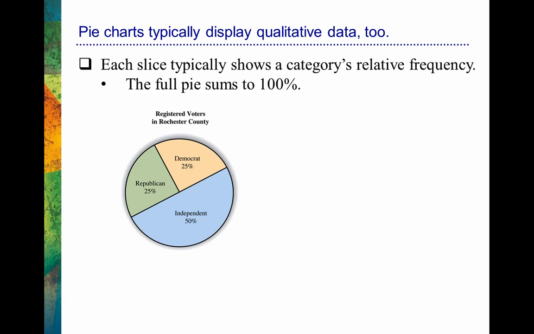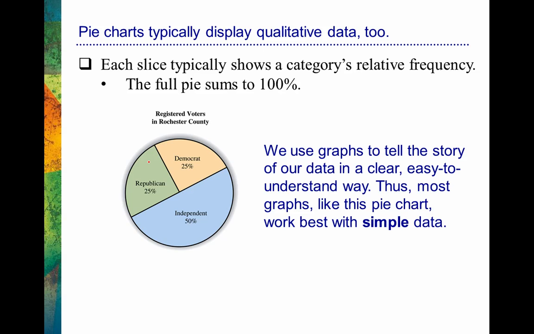So if 25% of the people are Democrats, we want to make sure that their slice is 25% of the whole pie. You're familiar with these, I'm sure. They're very easy to read, and that's why they're frequently used. And the full pie must sum to 100% for it to make sense. So one bottom line point that we're making here is that we use graphs to tell the story of our data. As a data analyst, we need to break the numbers down and simplify them so that we can tell people what's going on in a very easy to understand way. And most graphs are very helpful in doing that.